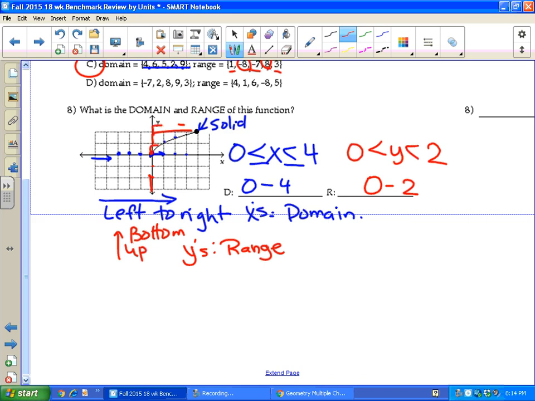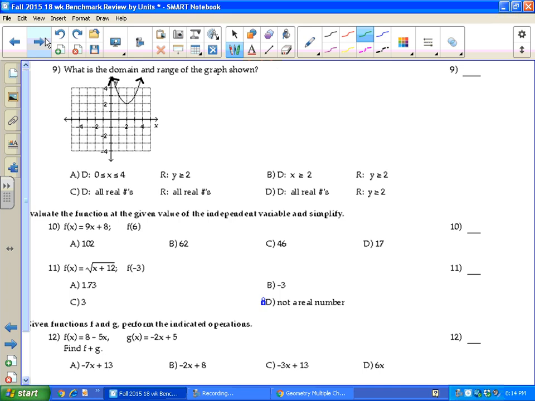These are solid circles, so less than, less than. Keep in mind that this is the point 0, 0, and the point over 4 and up 2, from this x to this x, from this y to this y. Just a reminder of how to look at domain and range on a graph. All right, now apply what you just saw to this graph.